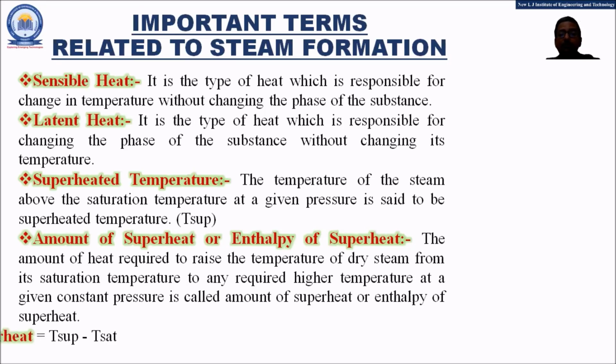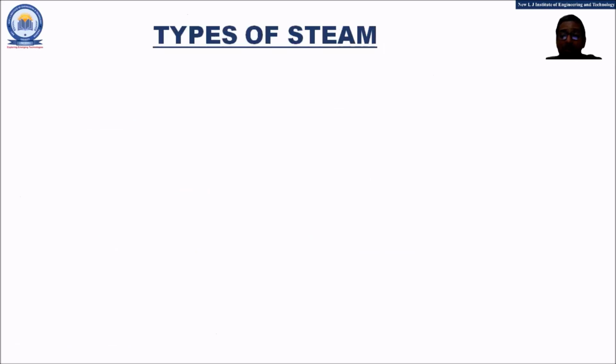And the last term, that is the degree of superheat. The degree of superheat is the difference between the superheated temperature and the saturation temperature. Mathematically, the degree of superheat is equal to T sup minus T saturated. So this is the discussion related to the topic of the steam formation. Let us proceed further and now understand again the most important topic of the properties of the steam, that is the types of the steam.